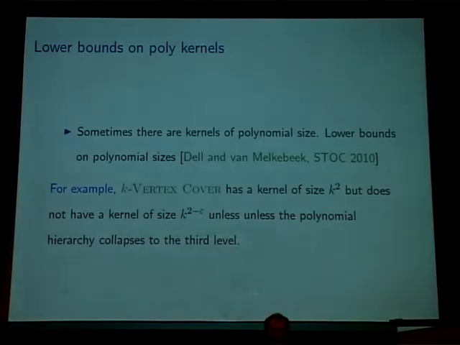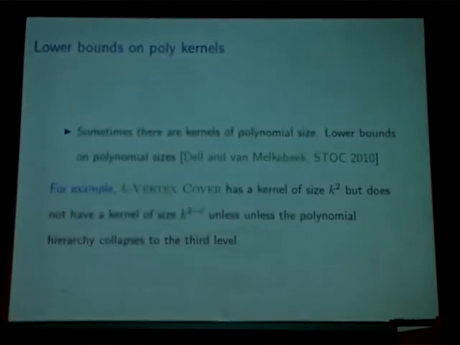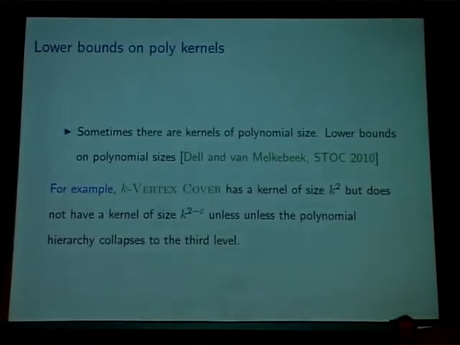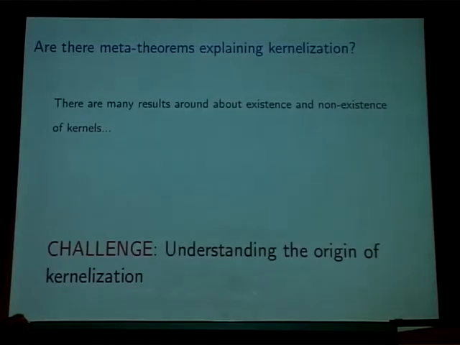Or take matrix multiplication, right? Can you prove any lower bounds in terms of complexity theory on the running time of matrix multiplication? But for kernels, surprisingly, it's possible. For example, there was a result of Dell and van Melkebeek, showing that k-vertex cover has a kernel of size k squared, which is known, but also that vertex cover doesn't have a kernel of size k to the power 2 minus epsilon for any epsilon, unless the polynomial time hierarchy collapses to the third level, whatever it means, something very unlikely. At least to me, that was quite a surprising result. It shows that this is really something different from normal polynomial time algorithms.